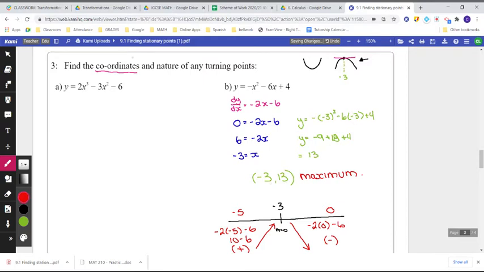So we found our coordinate right here, and we found the nature right here. That's all there is to finding the coordinate and the nature of any turning points. When you're dealing with cubic functions, sometimes you have two turning points, so you have to have a third test point over here. But you can watch my other video to see how to complete a cubic function in this type of question.